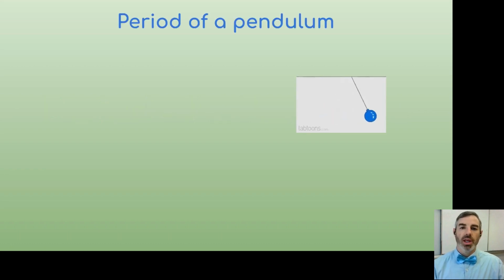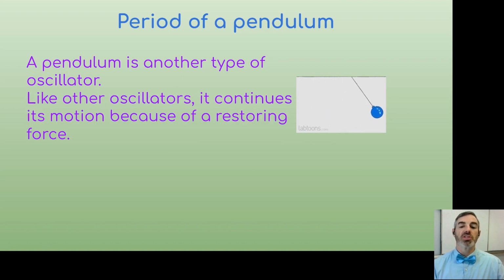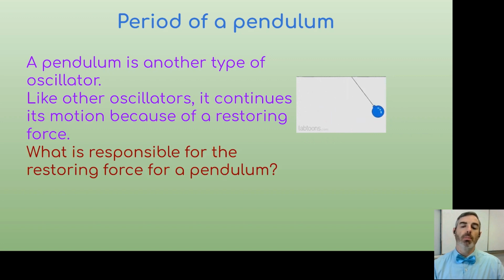So in this video, we're going to talk about the period of a pendulum and how to calculate it. If we have a pendulum swinging back and forth, it's repeating its motion much like a spring oscillator. So a pendulum is another type of oscillator. Looking at it as it swings back and forth, what causes it to swing, much like other oscillators, is a restoring force. So the question is, what causes this restoring force for the pendulum?